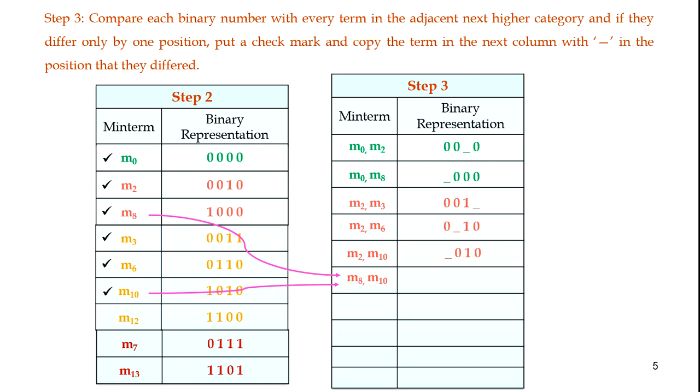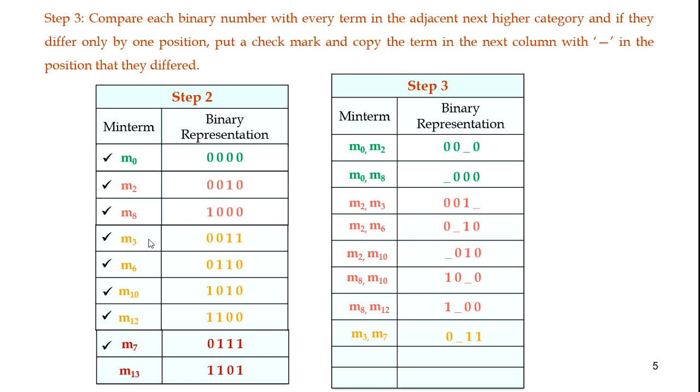This has a single bit variation, so we can take it into account. So the binary representation will be 10-0. Next we can compare M8 with M12, and the binary representation is like this, and we can tick M12. Next we have to compare M3 and M7, which is the next higher order category. So we can take M3, M7, and the binary value is like this. Put a tick mark here.